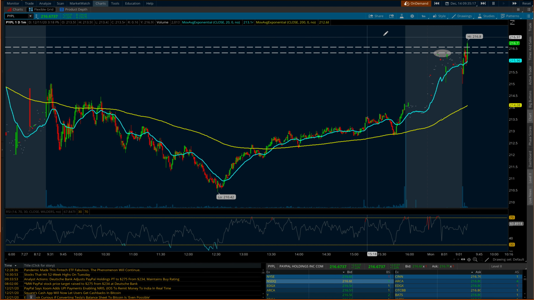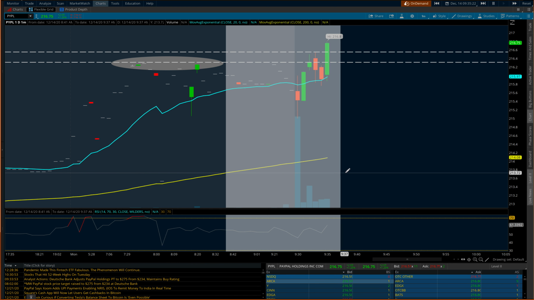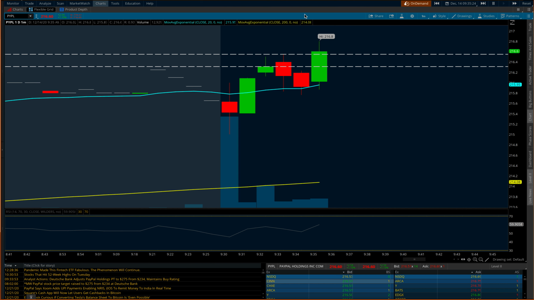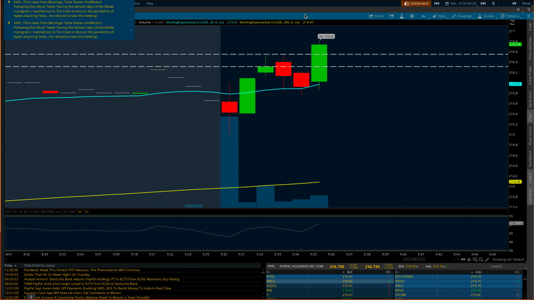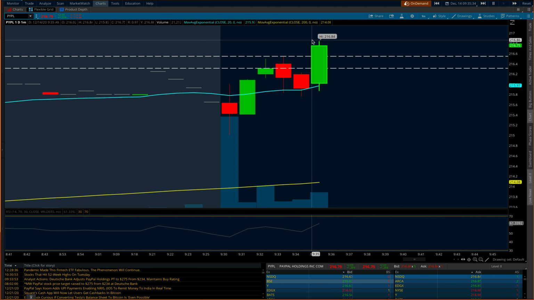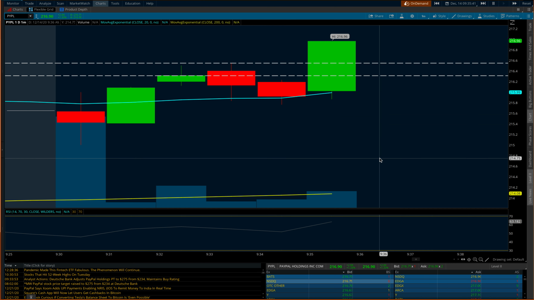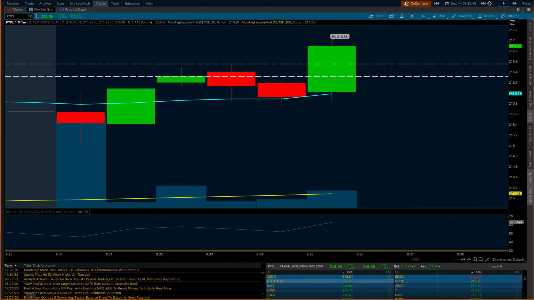Let's see what happens. We're just getting on this break. Nothing to be afraid of. No reason to get out whatsoever. This candle is green. It's strong. It looks like it just wants to continue pushing up. There, 216.81, 216.84, 216.89, new high, 216.96. All right.